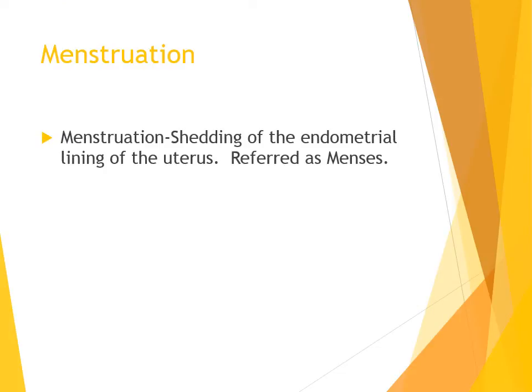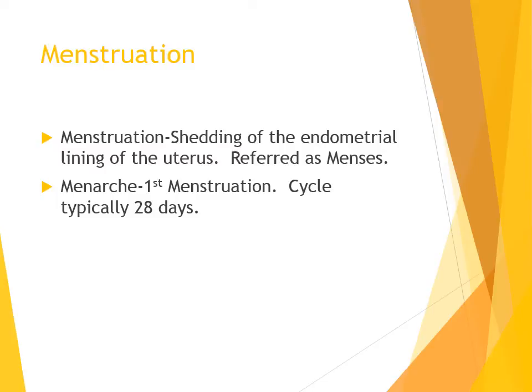Part of the female reproductive assessment includes the assessment of the woman's menses cycle. Menstruation is the process of the uterus shedding endometrial lining. This is referred to as menses. A female's first menses refers to the start of menarche. Generally, the cycle lasts 28 days.